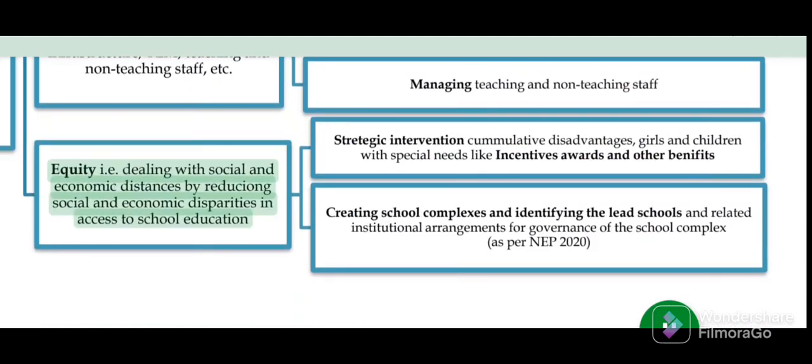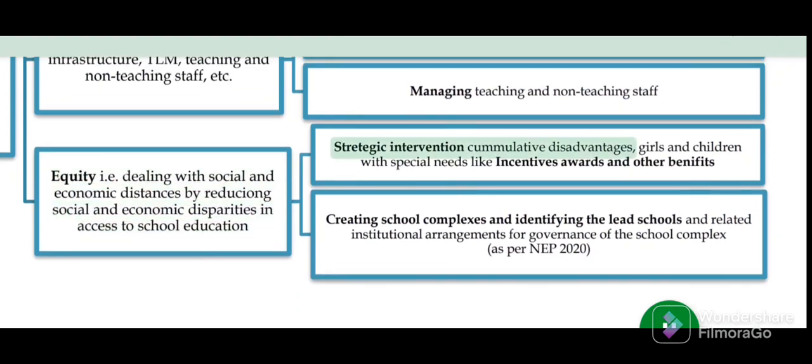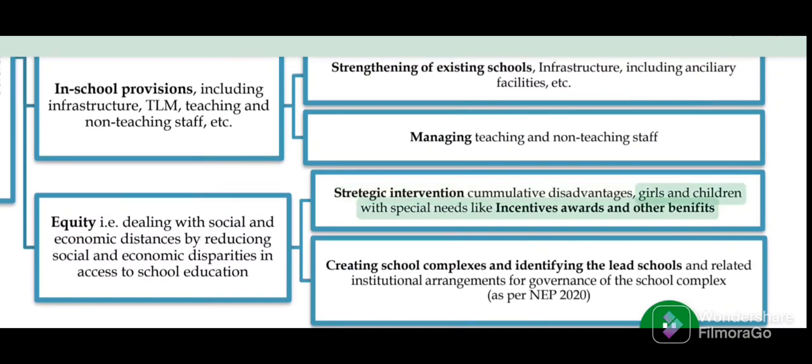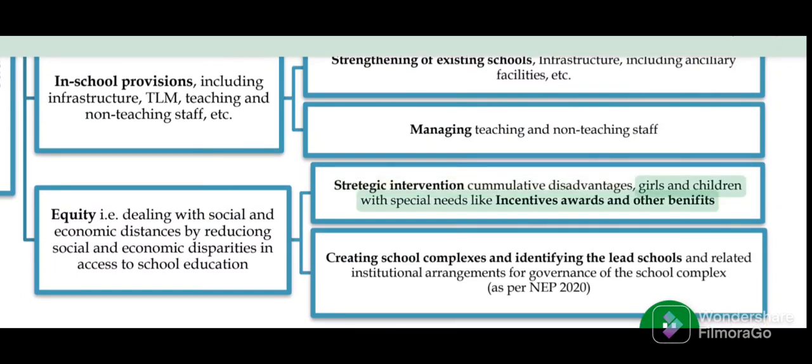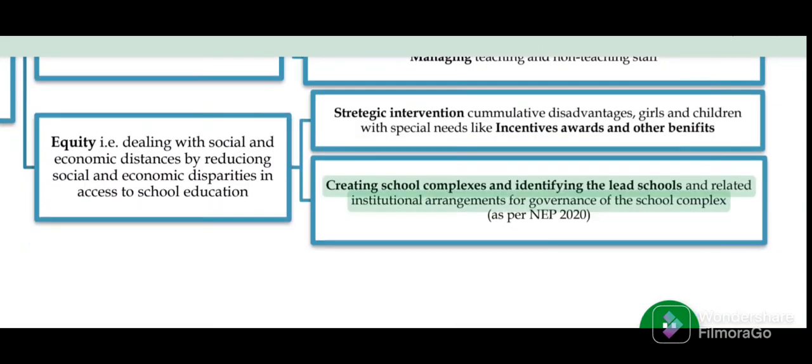Equity, i.e. dealing with social and economic distances by reducing social and economic disparities in access to school education. Strategic intervention, cumulative disadvantages, girls and children with special needs, like incentives, awards and other benefits. Creating school complexes and identifying the lead schools and related institutional arrangements for governance of the school complex.